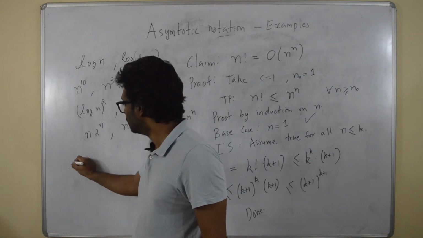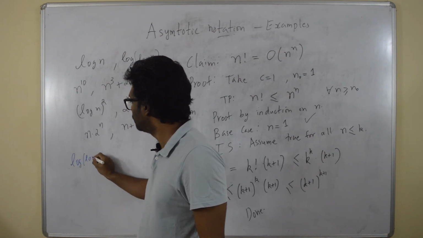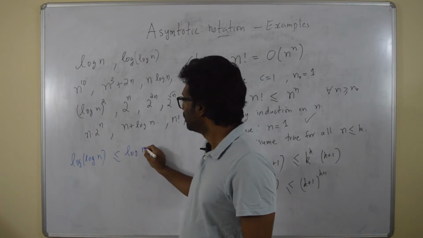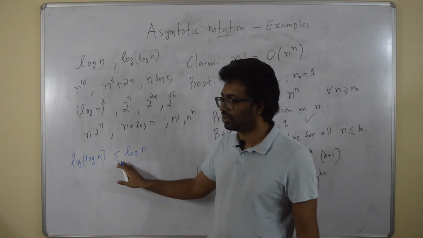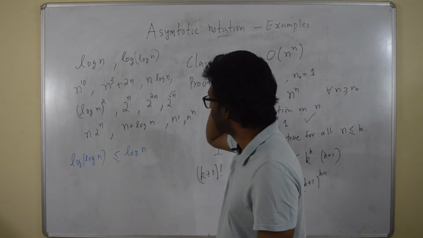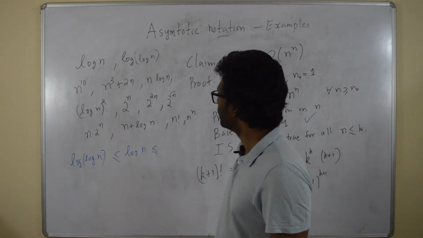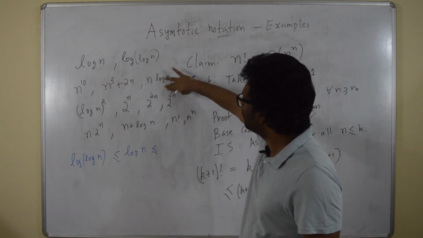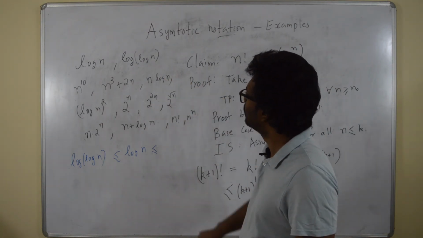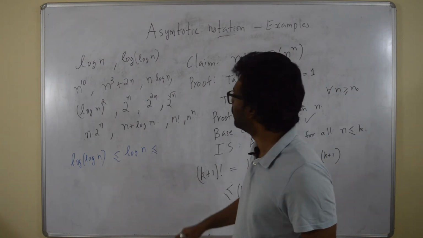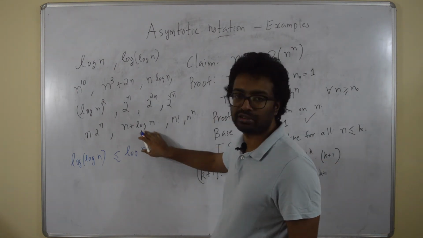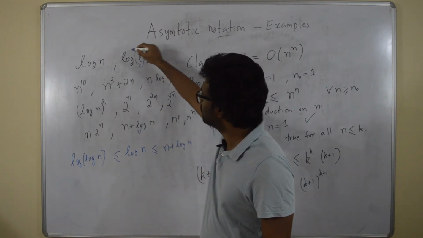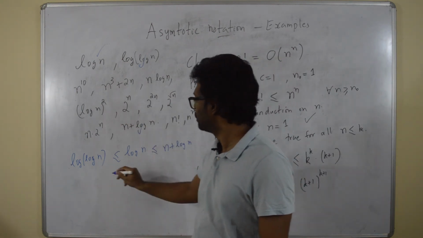So let me see. I'm going to write, log of log n is going to be less than or equal to log n. So when I write less than or equal to, it means log of log n is big O of log n. Okay. And what is the next thing which can happen? The next thing is, n plus log n is there, nothing to do with n, right? So this is n plus log n. So we are done with this. Next is n log n.